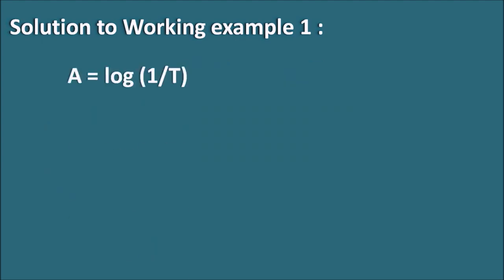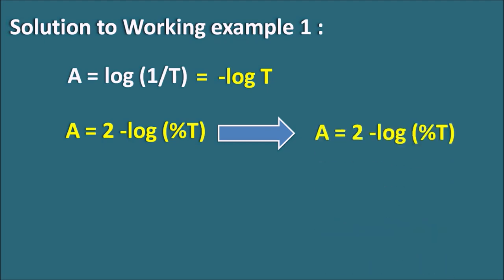Now we can write the absorbance A is equal to log of 1 by T, because the ratio is reversed. This is nothing but minus log T. So the absorbance is equal to minus log T. But here the transmittance is given in terms of percentage. Then we can use another equation, A is equal to 2 minus log percentage T, and since log 100 is 2, we write 2 minus log percentage T. We can use this equation to calculate the absorbance of the given sample.